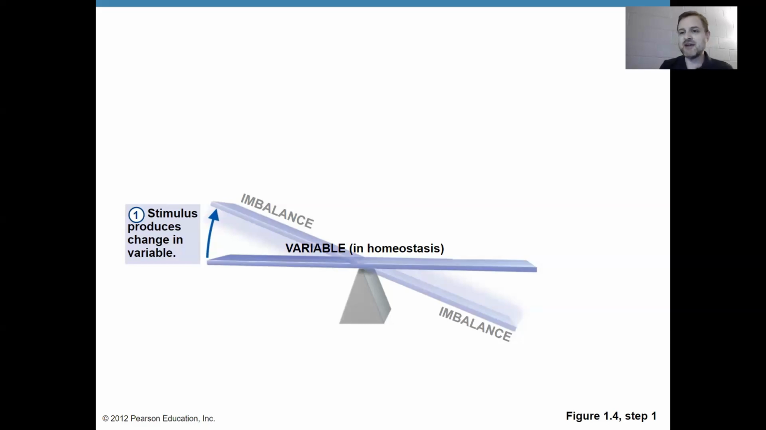You want to be 98.6. A more modern number is 97.5. We'll talk about why that is more in class. Say your temperature is up to 99.5. You have a stimulus. You have an imbalance. Some kind of receptor detects that change.